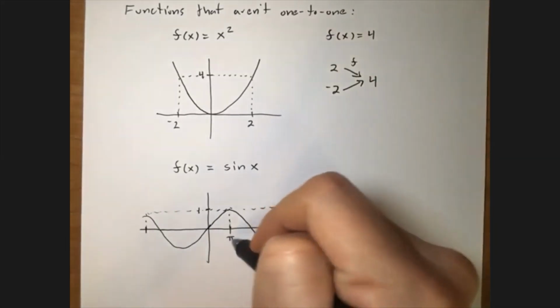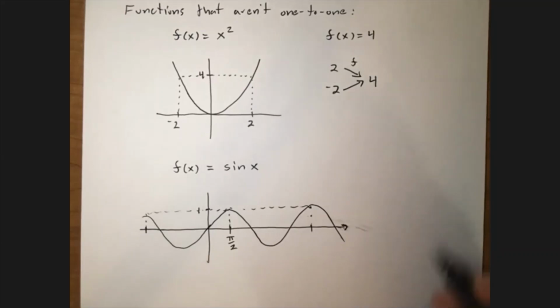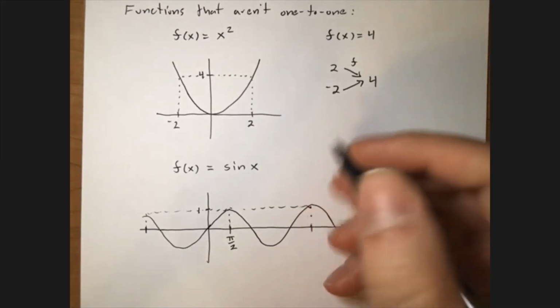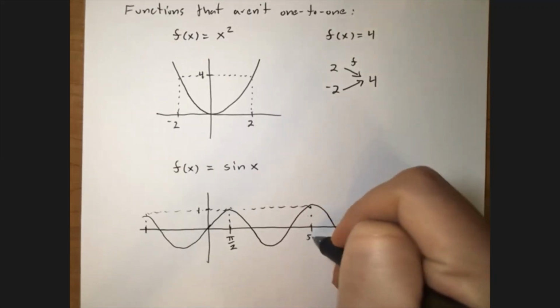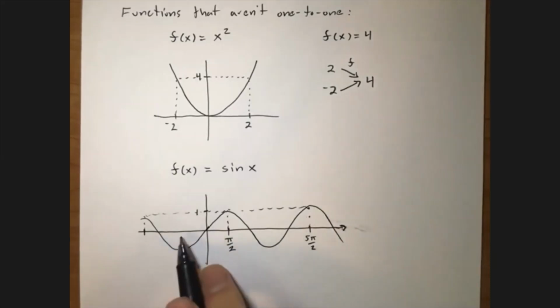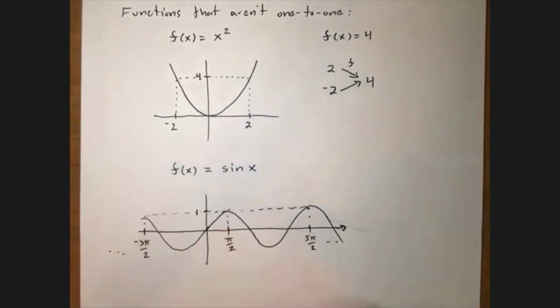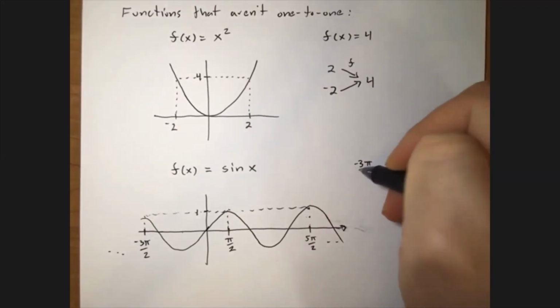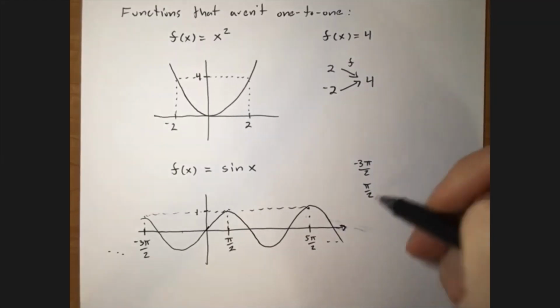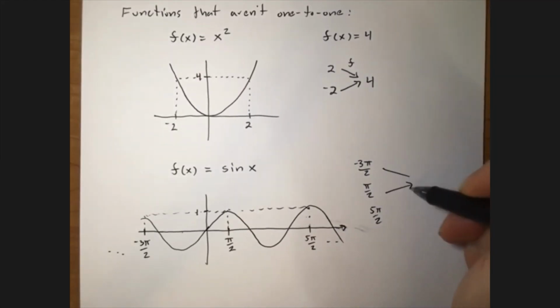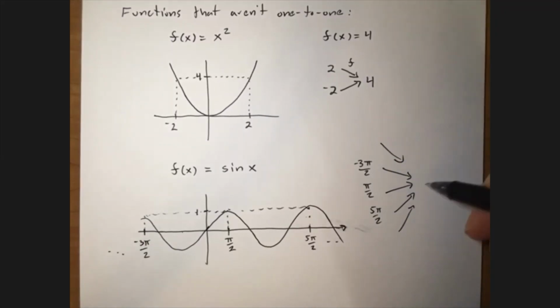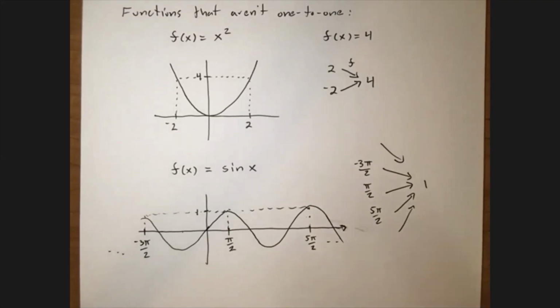What are these numbers? Well, this is pi over 2. This is 5 pi over 2. This one is minus 3 pi over 2, and so on. There are lots of them. So all these numbers, let's start with the least one, negative 3 pi over 2, pi over 2, 5 pi over 2, and there are more, they all get sent to 1. So it's not a 1-to-1 function, it's infinite to 1. And you can take any number in this range, and that'll be the case.